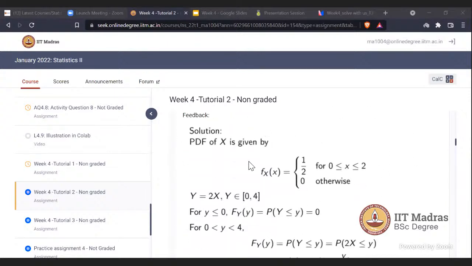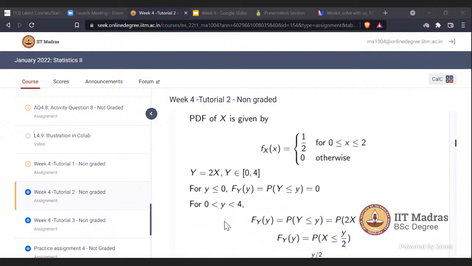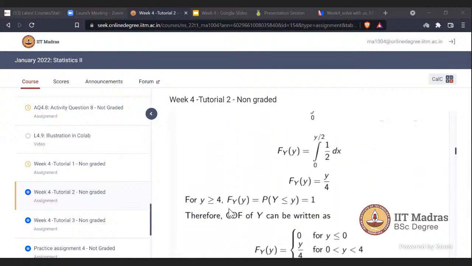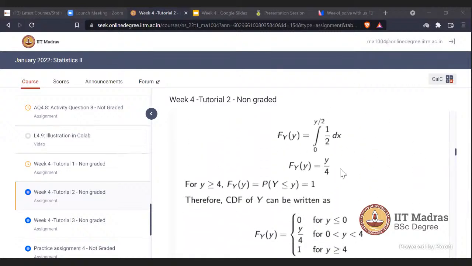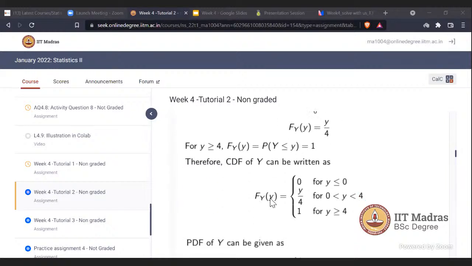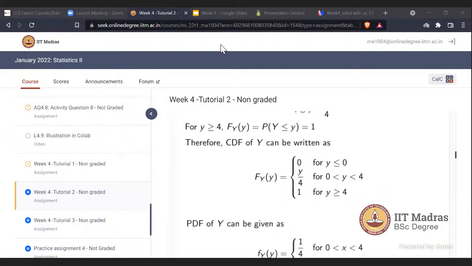For y less than or equal to 0, Fy of y is 0. For y lying between 0 to 4, Fy of y is y by 4. And for y greater than or equal to 4, Fy of y is 1. So that is what is written here. What we found above was the CDF, and this CDF can be written like this.